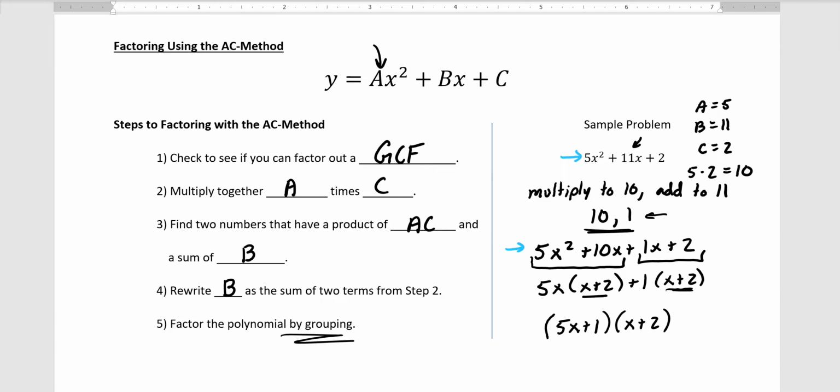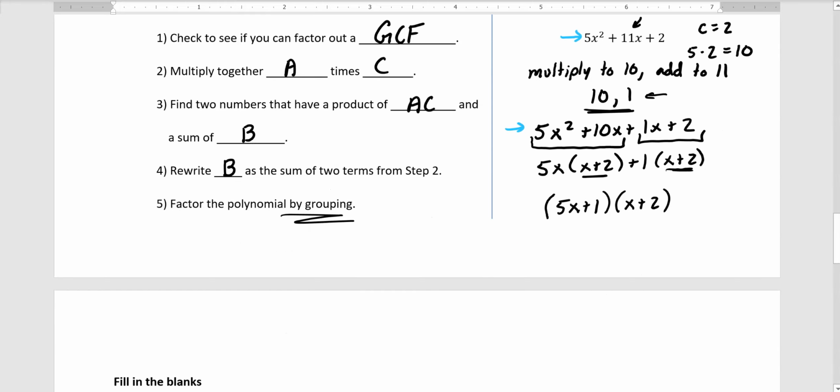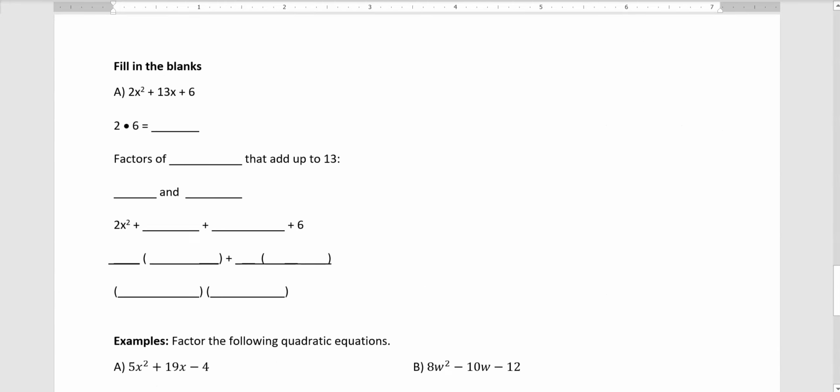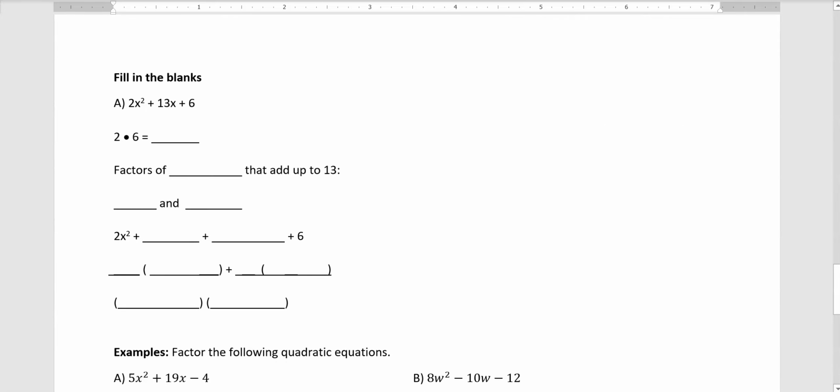using the AC method. Let's do a couple more examples, make sure we understand here. This first one's just kind of a fill-in-the-blank process. So the first thing, 2x squared plus 13x plus 6. There's no GCF, so the first thing, a times c is 12. So I'm looking at factors of 12 that add up to b, 13. That would be 12 and 1.